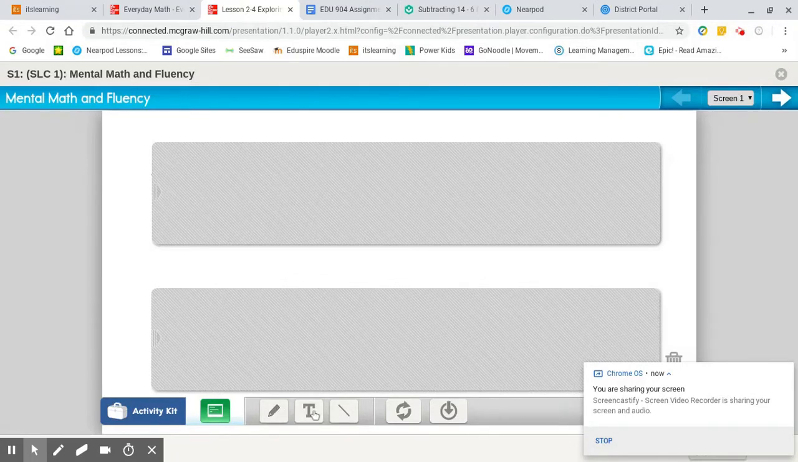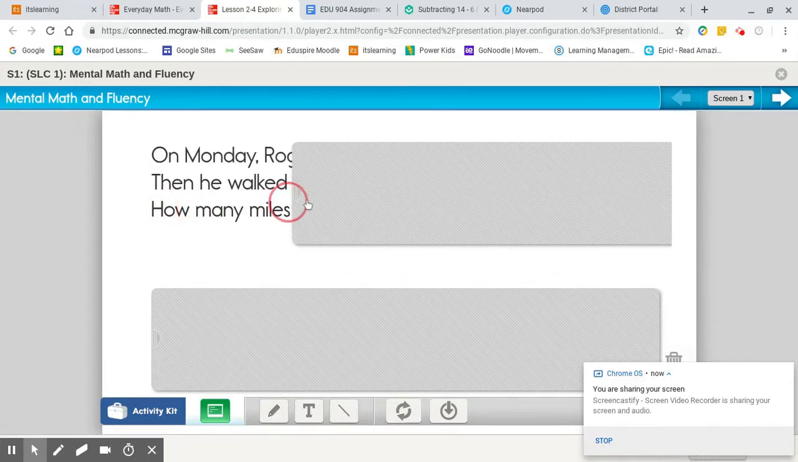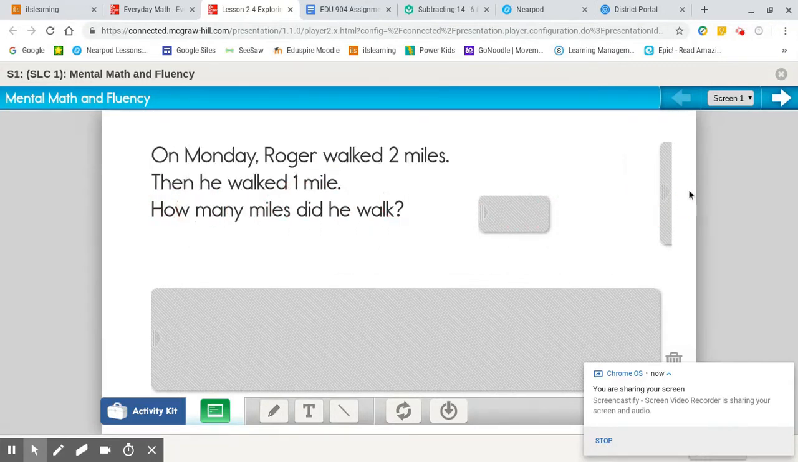All right, we're going to go ahead and start off with mental math and fluency. I want you to answer this question as quickly as you can inside your head, and then just write the answer on your whiteboard. On Monday, Roger walked 2 miles. Then he walked 1 mile. How many miles did he walk? Go ahead and write your answer on your whiteboard. Don't forget, since this is a word problem, to add a unit to it.